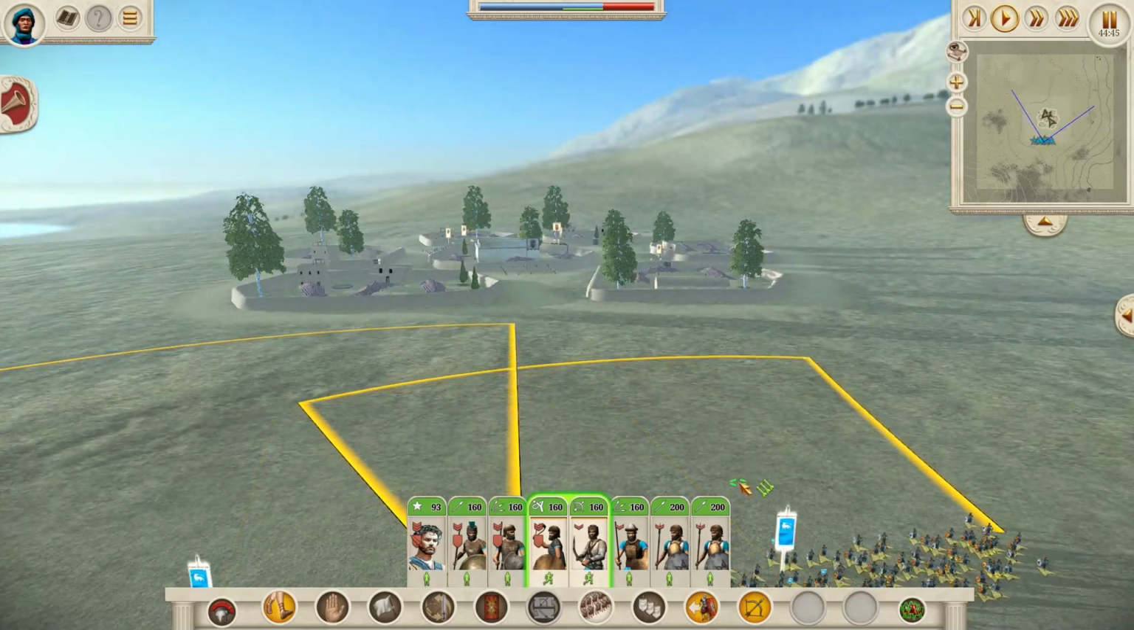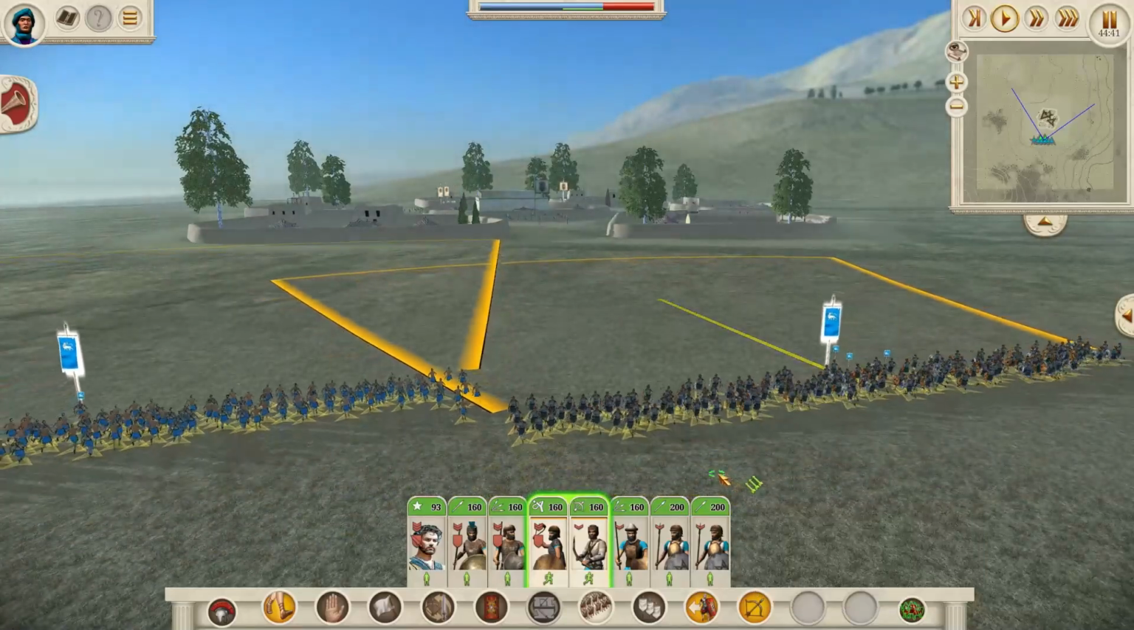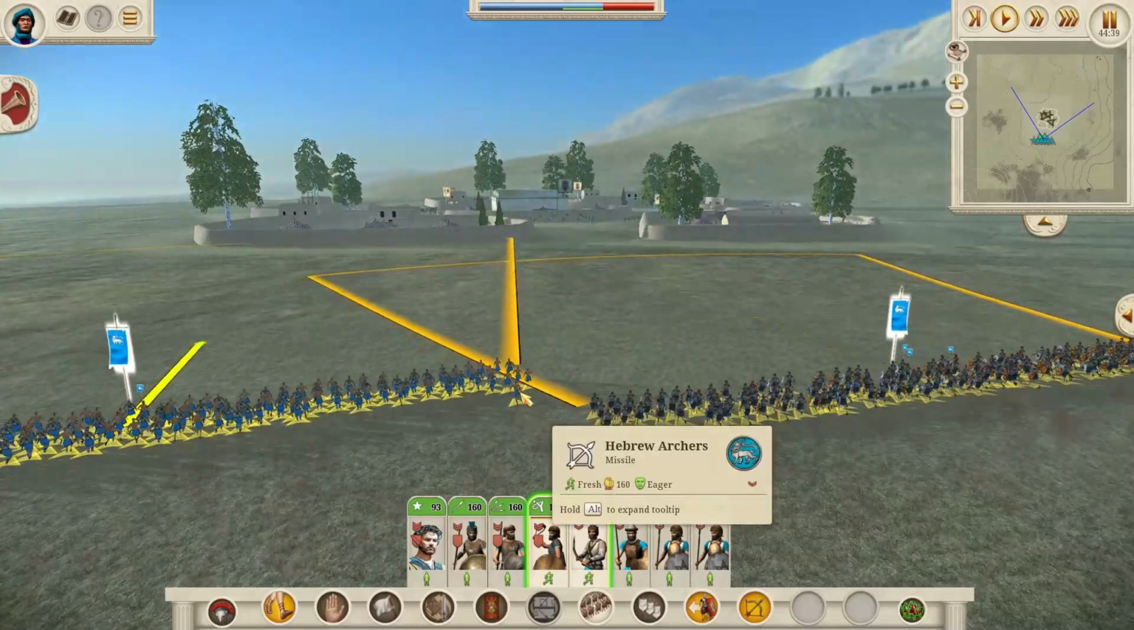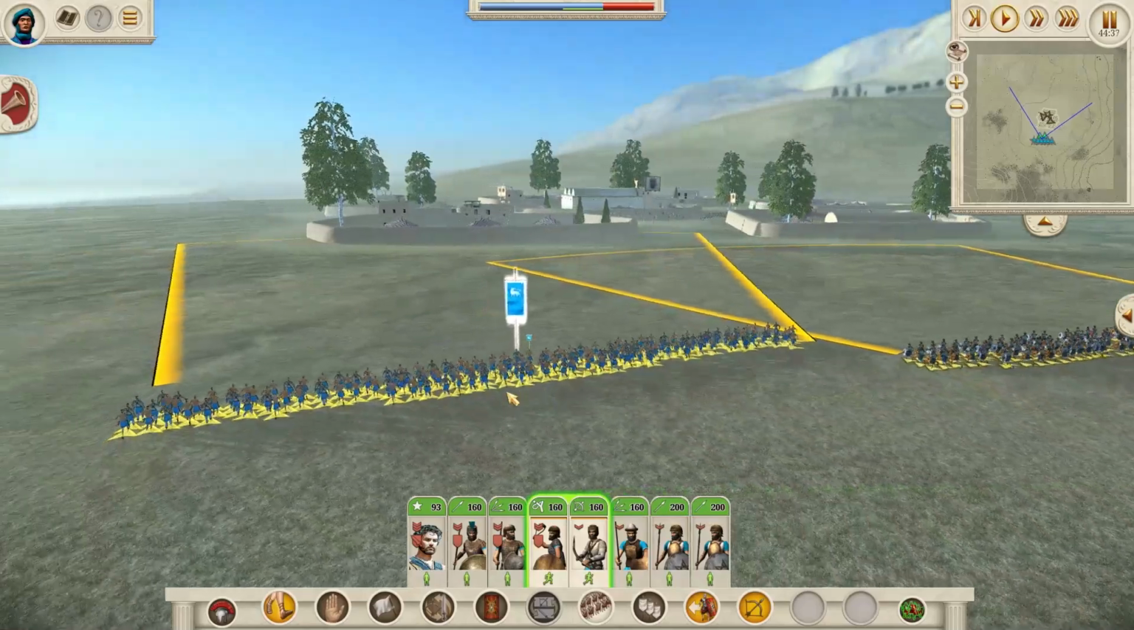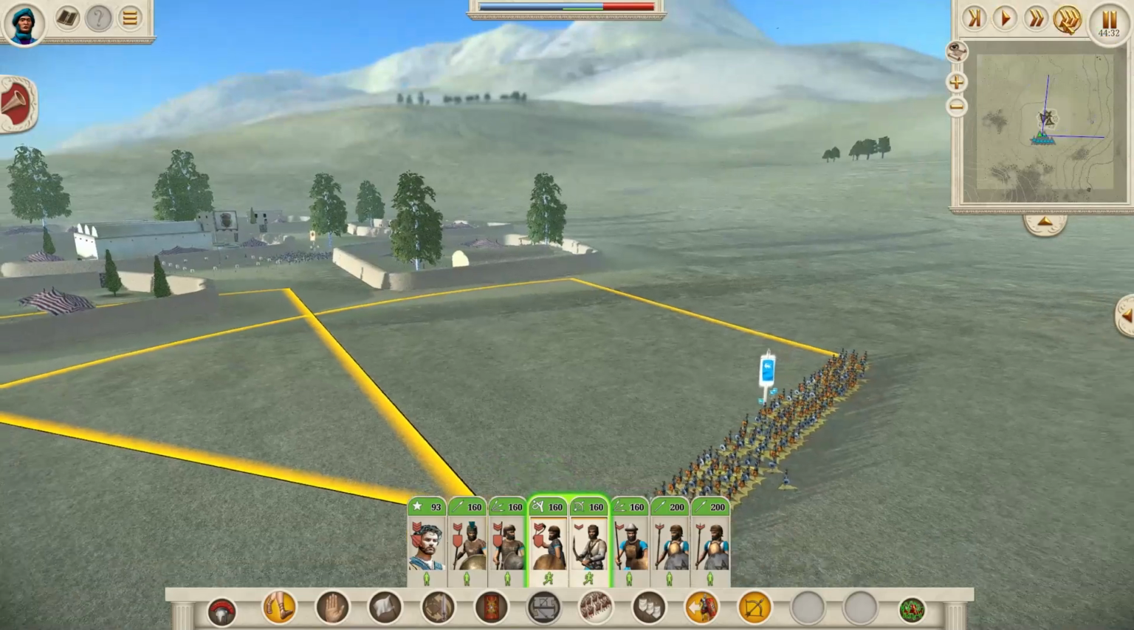So I will fast forward through this battle. I'll skip it, and I'll see you at the strat map, where I will talk about a couple more things related to the mod, and then perhaps I will show you some of the unique buildings.